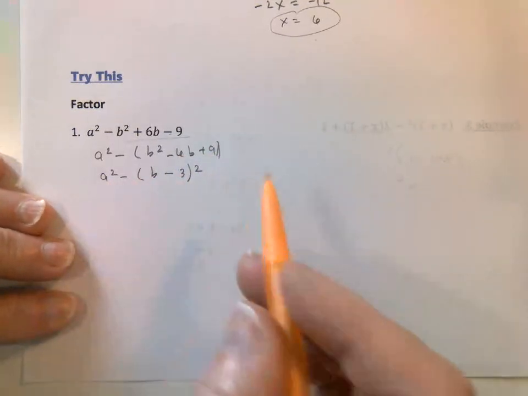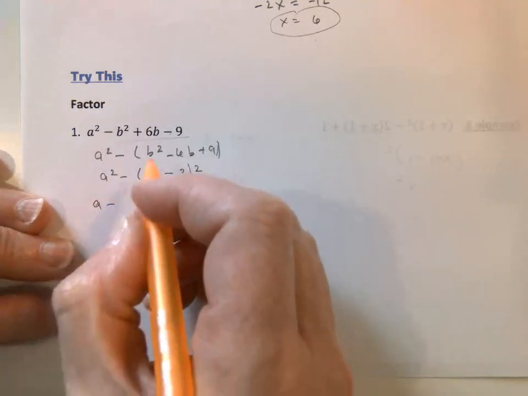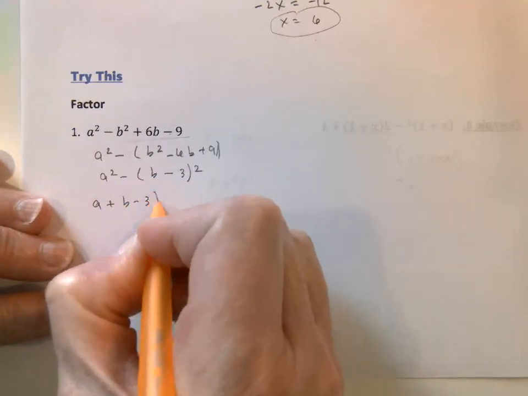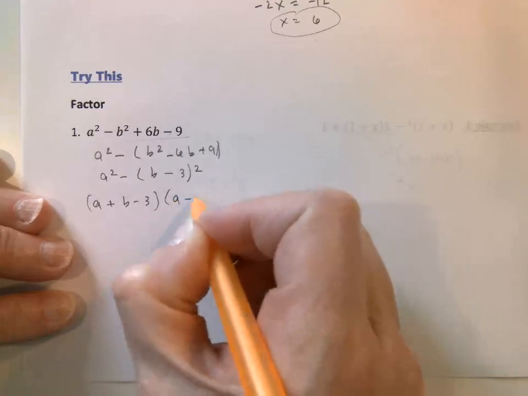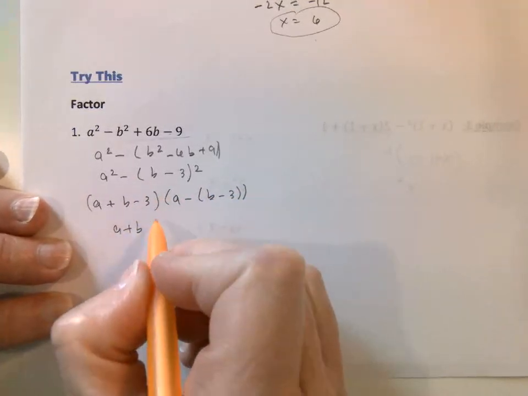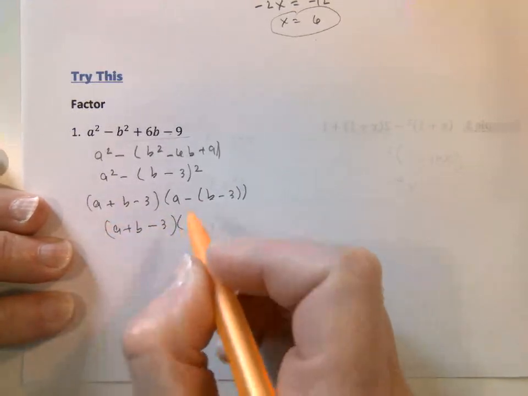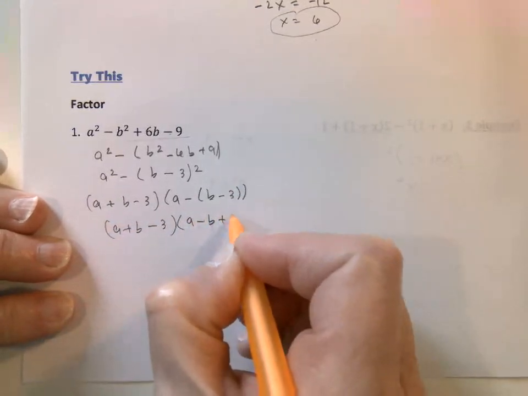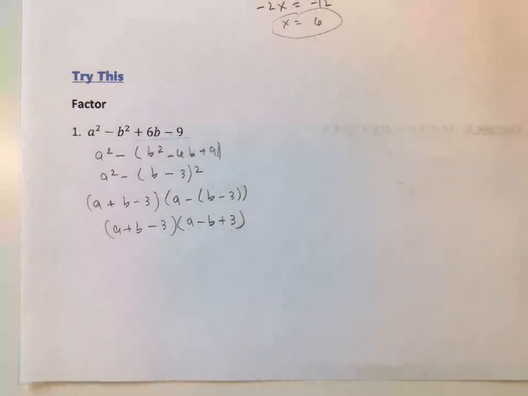Okay. Then now it's the difference of two squares, so I have a plus b minus 3 and a minus b minus 3. So a plus b minus 3. And if I simplify this, it's a minus b plus 3. So that's that factor.